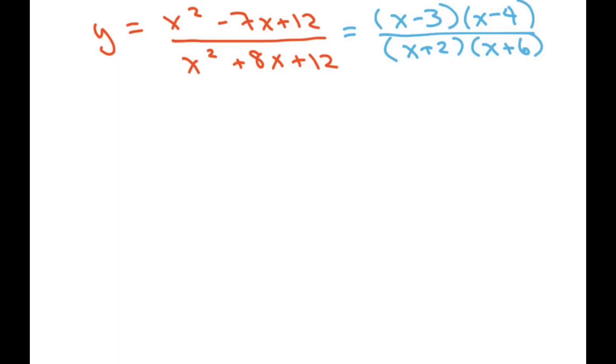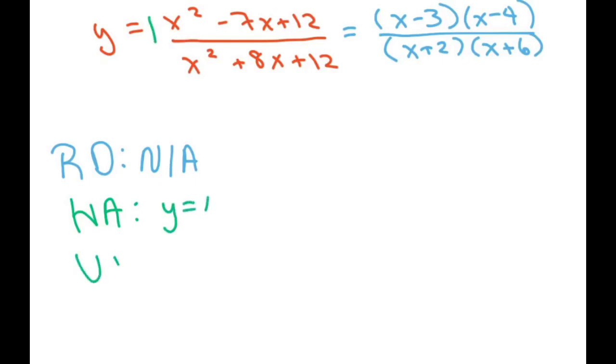What's nice about this is our removable discontinuity, we have none. So that's N/A, not applicable, because you can't cross any of these factors out. We do have a horizontal asymptote at y equals 1, and vertical asymptotes, and now we're going to take both of those. So we have vertical asymptotes at x equals -2, and x equals -6.